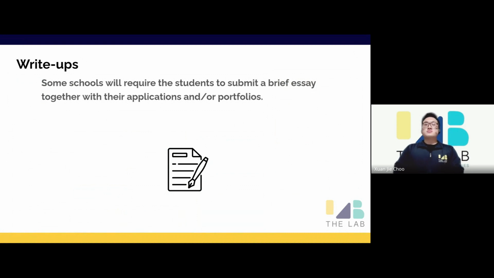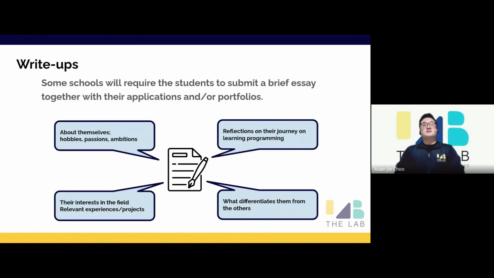For the write-ups, okay, some schools will require students to submit a brief essay together with their applications and or portfolios. Some topics that the school will want the students to include will be things like hobbies, passions, ambitions, interest in the field, relevant experiences, reflections on your journey, and what differentiates them from others. Okay, so these are just some, and it's just a rough guideline. Usually the schools will either mention what they want specifically, or they just leave it to the students to write. And it's usually bounded within a word limit. So the students will have to be concise about what they include in this write-up.